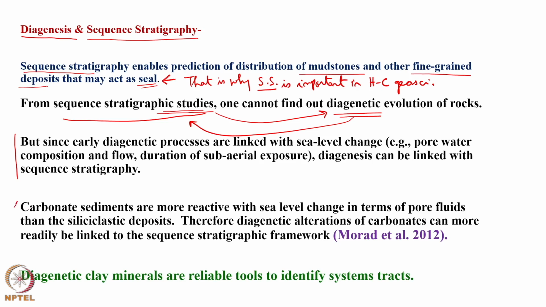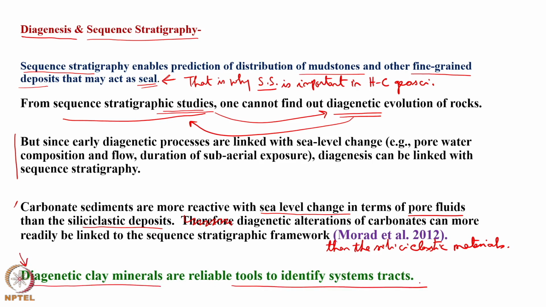Carbonate sediments are more reactive with sea level changes in terms of the pore fluids than the siliciclastic deposits. Diagenetic alteration of carbonates can more readily be linked to the sequence stratigraphic framework than the siliciclastic materials. Diagenesis is also important because in sequence stratigraphic studies, diagenetic clay minerals are reliable tools to identifying systems tracts.